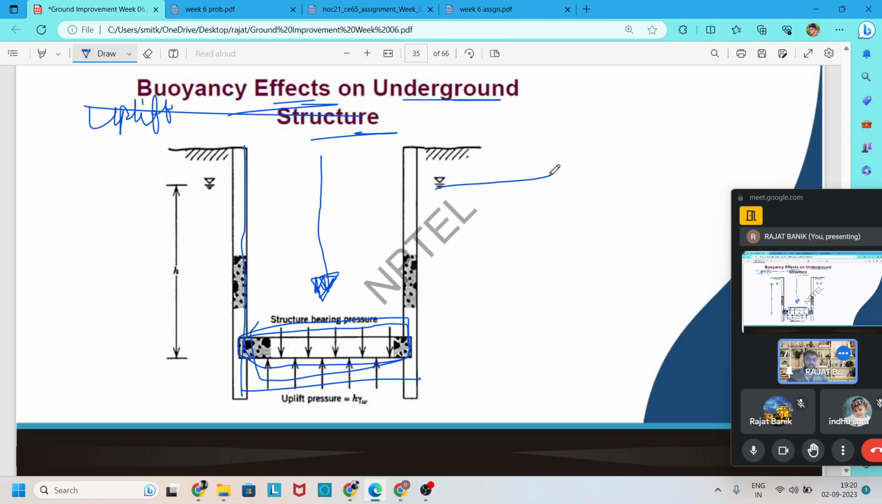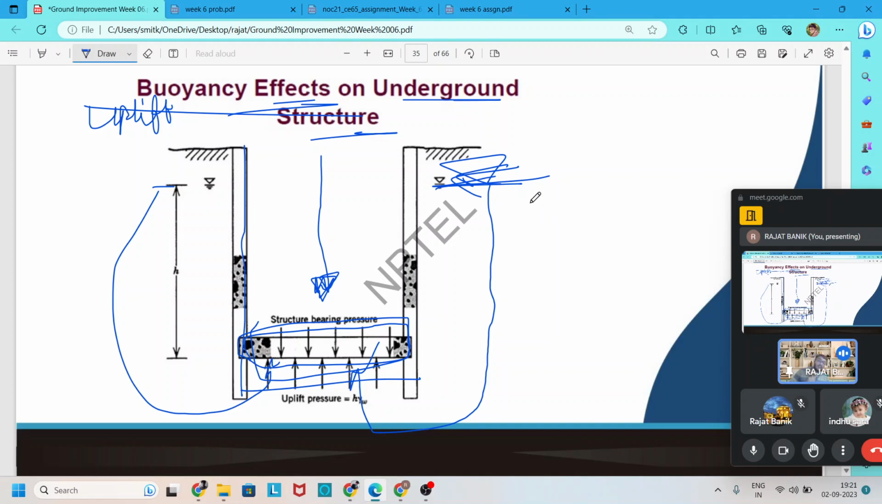That means the original water table is here. So water is coming like that and creates some pressure here. This pressure is nothing but uplift pressure. If the uplift pressure is more than our structure's footing pressure or column pressure, then the structure may fail.